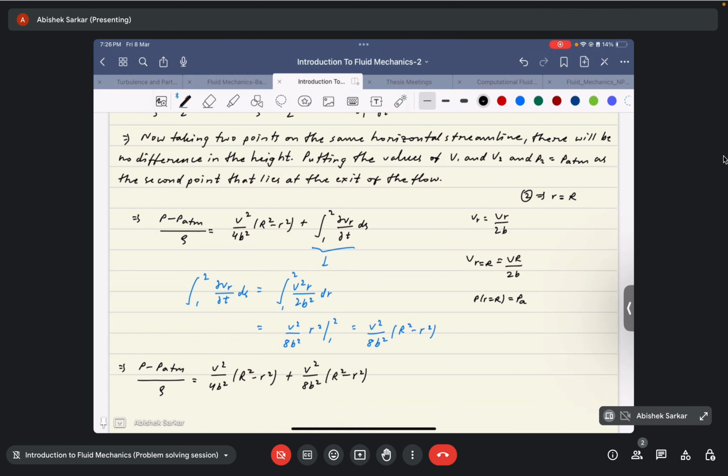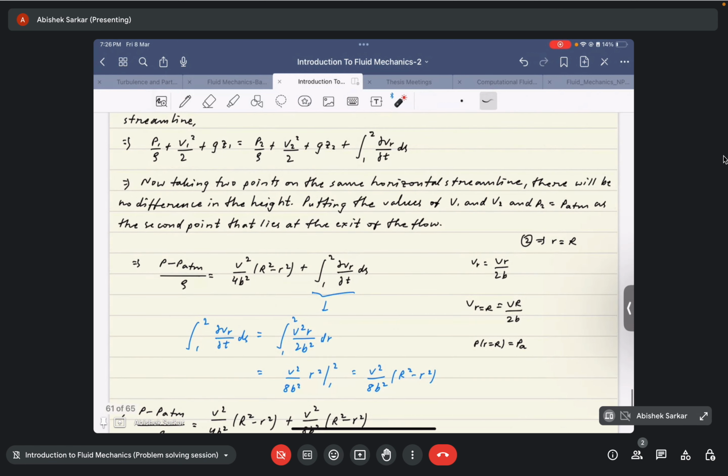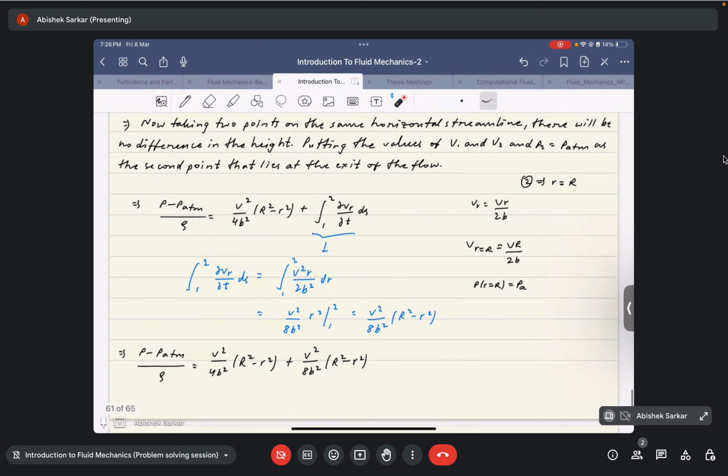Once we substitute these values in this equation, we would get that P minus P ATM by rho is equal to V square by 4B square into capital R square minus small r square, plus the integration from 1 to 2 of dou VR by dou T into ds. Now we need to evaluate this term.